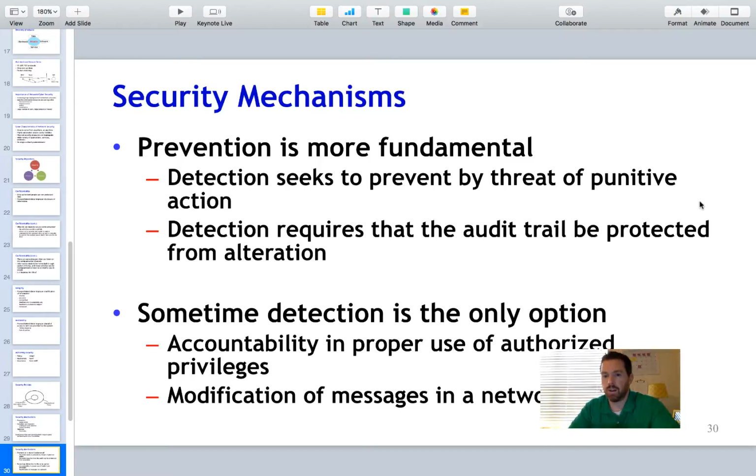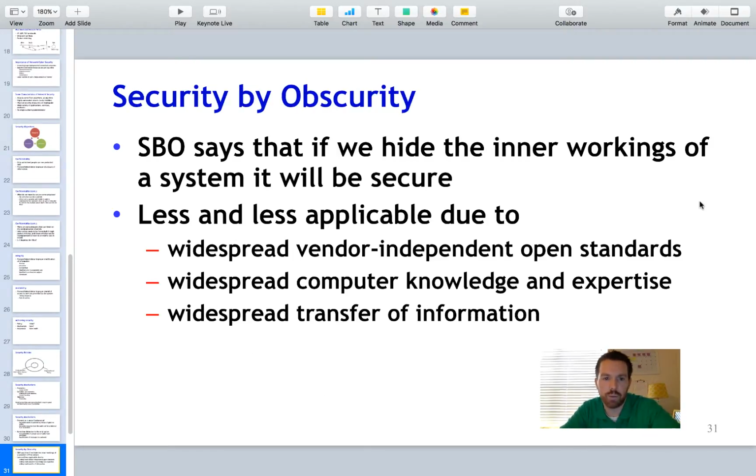Sometimes detection is the only option. Sometimes maybe you don't keep backup records, you just need to detect. You need to know all the different points that somebody can try to get into your city, try to get into your network. Accountability and proper use of authorized privileges, so someone's not trying to escalate their privileges. Modification of messages in the network. So these are some of the mechanisms that we go through.